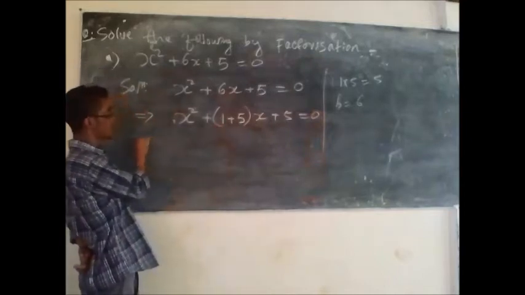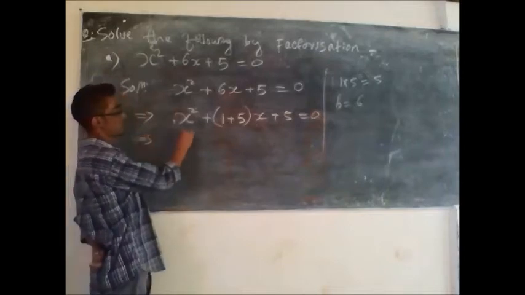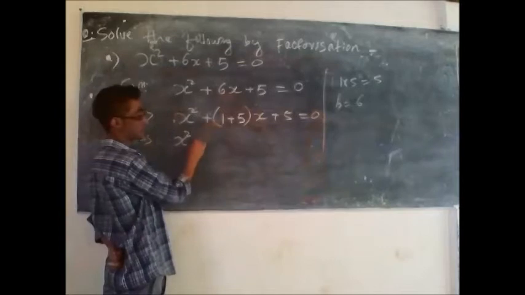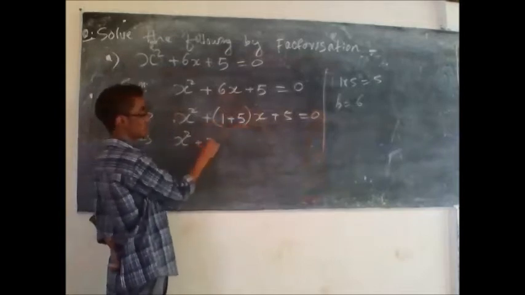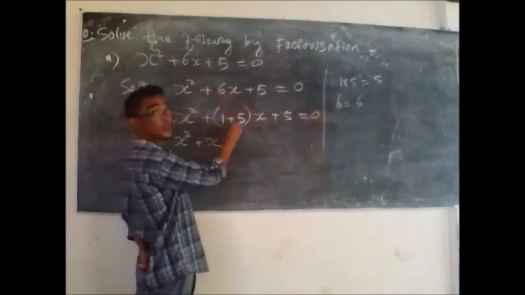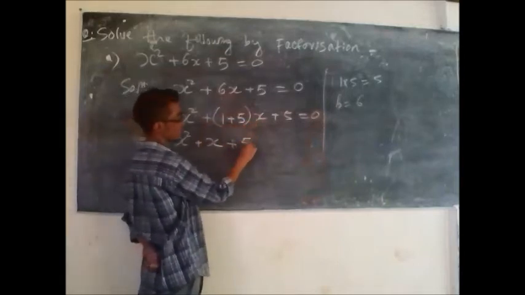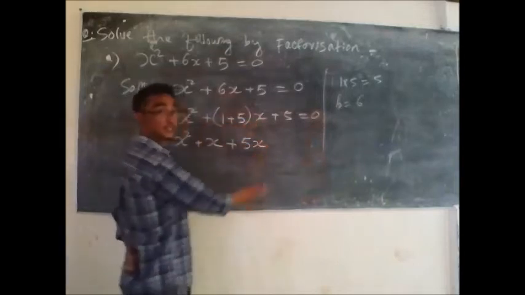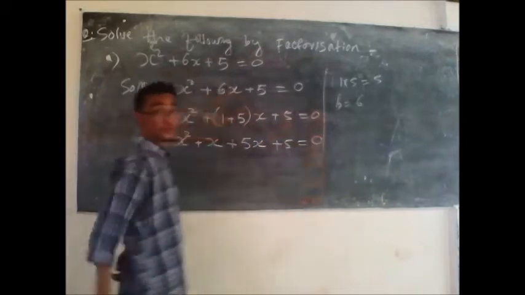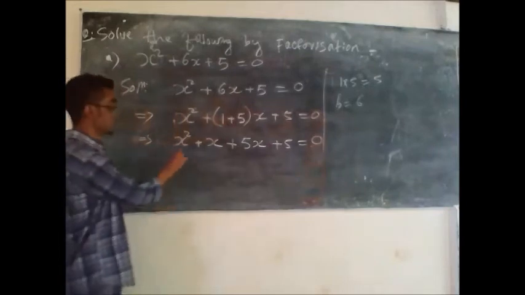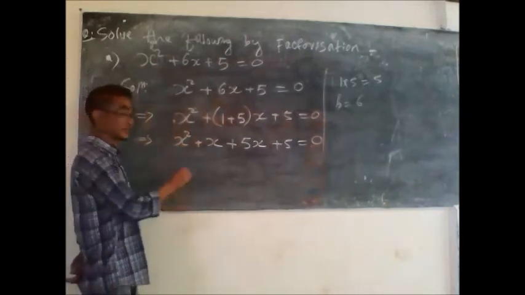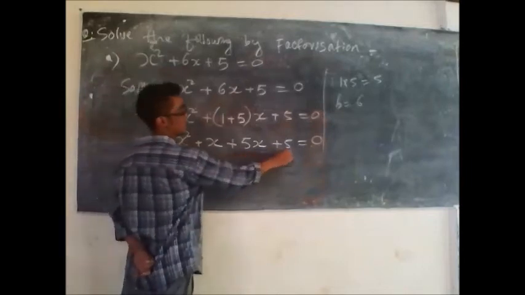The next one: we start with x square plus 1 multiply x, plus 5 multiply x equal to 5x, and then the rest is plus 5 equal to 0. So we have a group here.